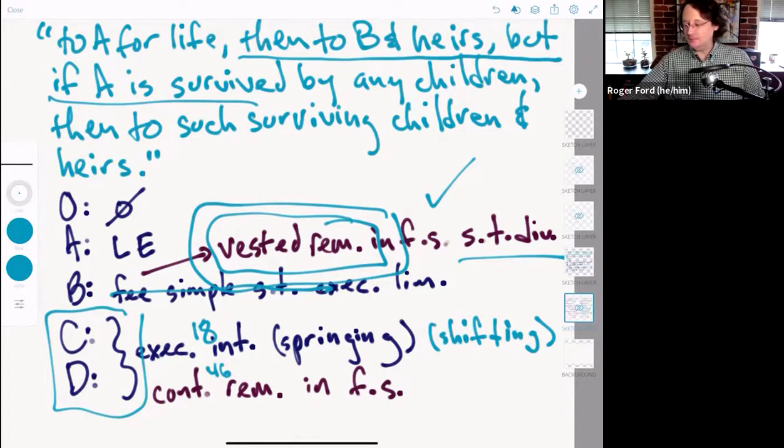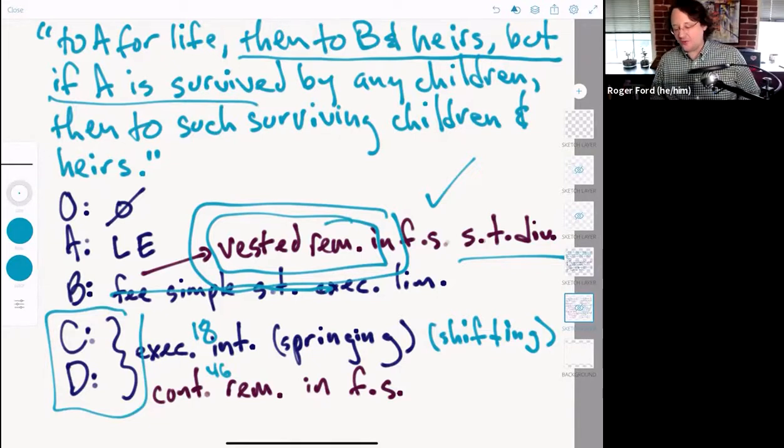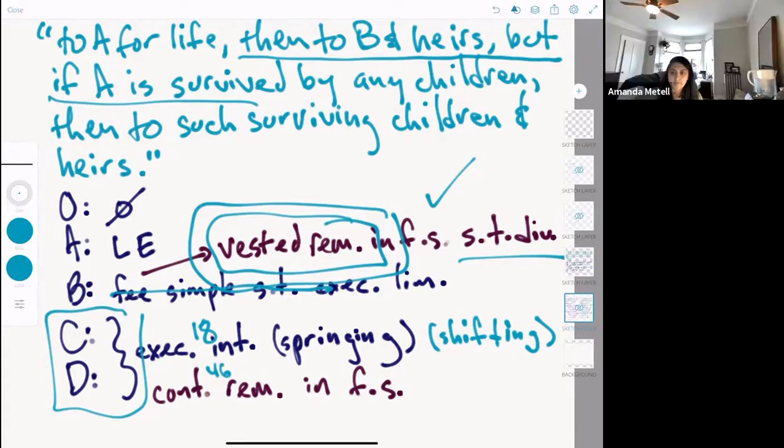Ms. Mattel? Yeah, so I was just wondering what the specific language is that translates to yanking it away. And then is there a possibility of language where it would be a contingent remainder and not yanking away? So that's a good question, right? Is there any particular language we point to and say, that's the language that takes it away from someone else?